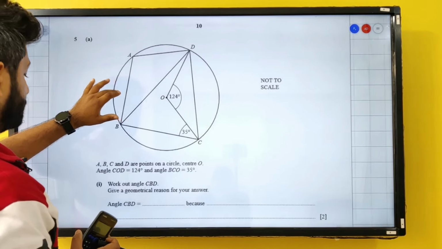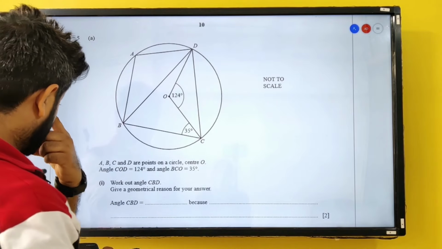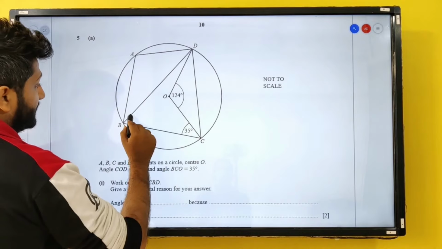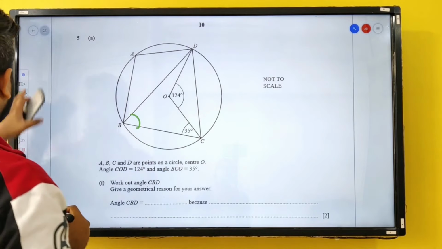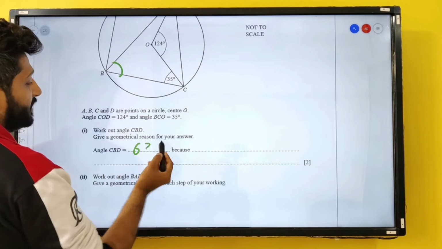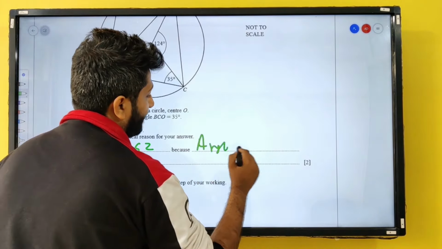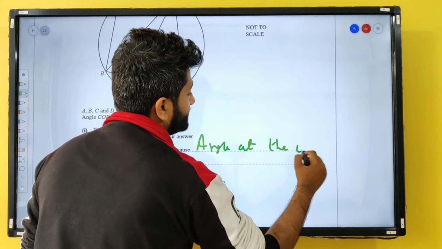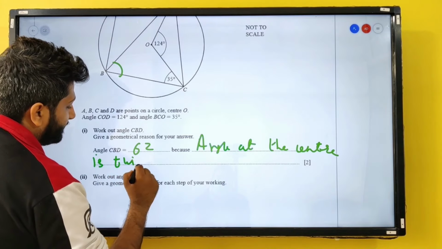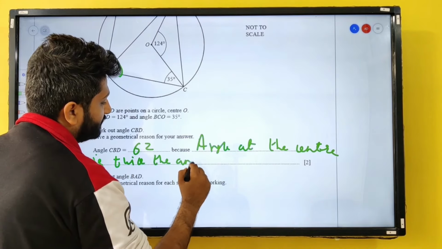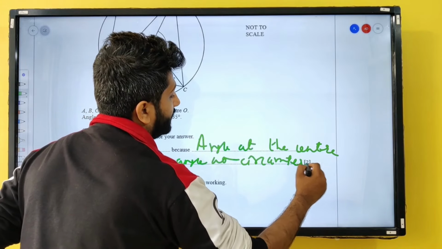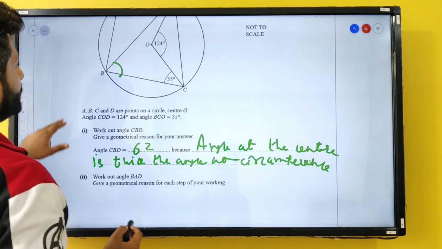A, B, C, D are points. Work out the angle CBD. Also give your geometrical reason. This is a very easy question. Angle CBD is going to be half of 124, which is 62. Why? Because the angle at the center is twice the angle at the circumference.